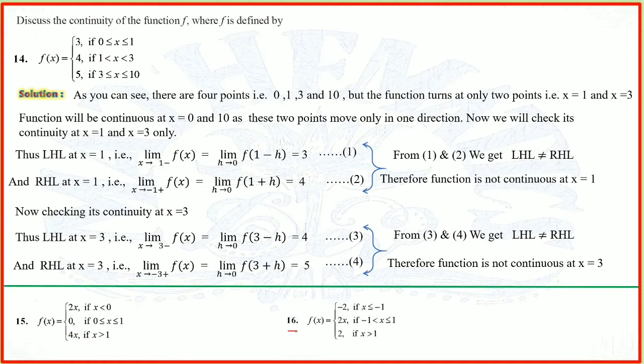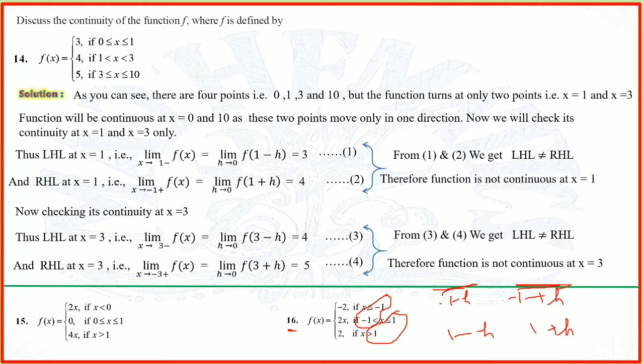Similarly, question number 16 is also of the same category. Here also we have 2 points. One is x equal to minus 1 and the second one is x equal to plus 1. So same thing: minus 1 minus h, minus 1 plus h. For minus 1, this is for the left hand limit and this is for the right hand limit. And then for plus 1, 1 minus h and 1 plus h.